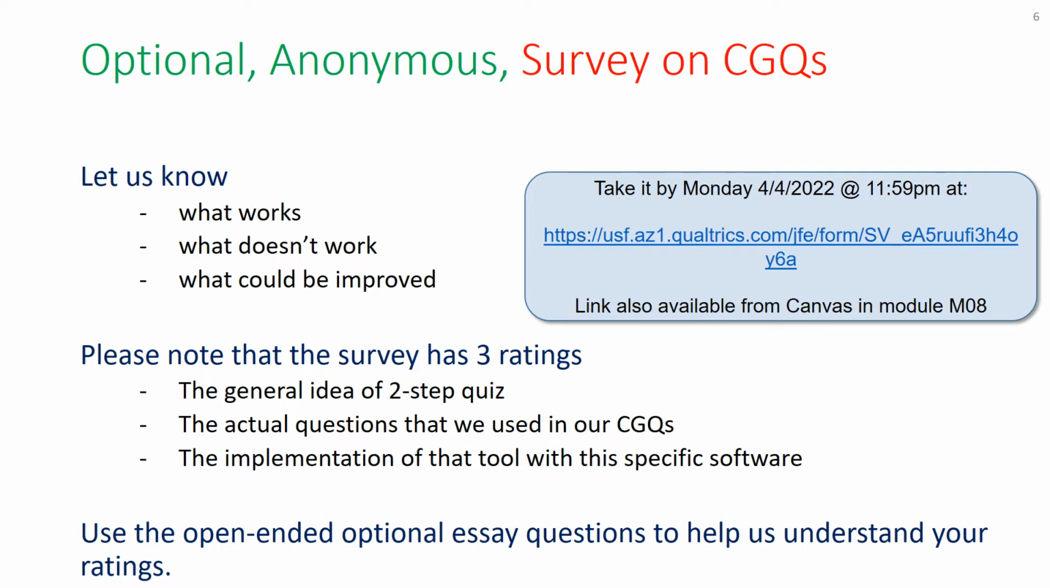Why am I bothering you with that? That is not part of the course evaluation. That is just me trying to understand what part of the CGQ was useful, what part was not useful, and whatever you guys would like to see improved. So I ask you 3 questions, and each question has a rating, and then it has an essay text box for you to type whatever you want to help me understand the rating. So the rating is the first level of feedback, okay?